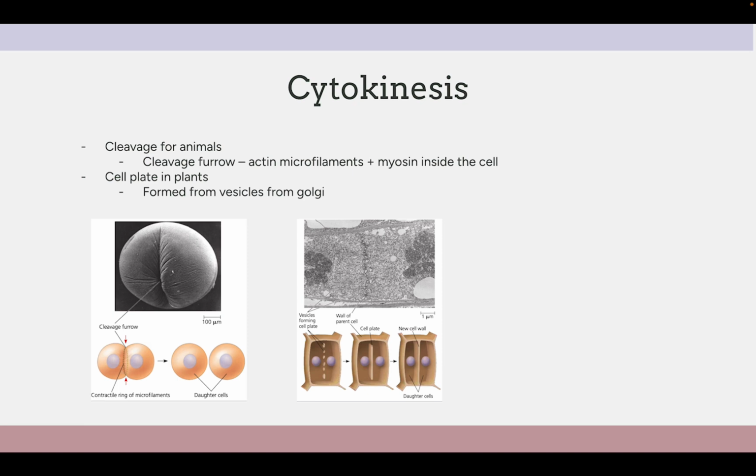All right, now let's talk about cytokinesis. So in animals, we have cleavage, and we form what's called a cleavage furrow with actin microfilaments kind of in a circle like this.